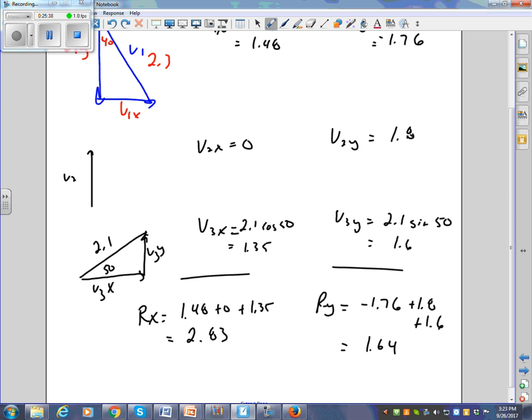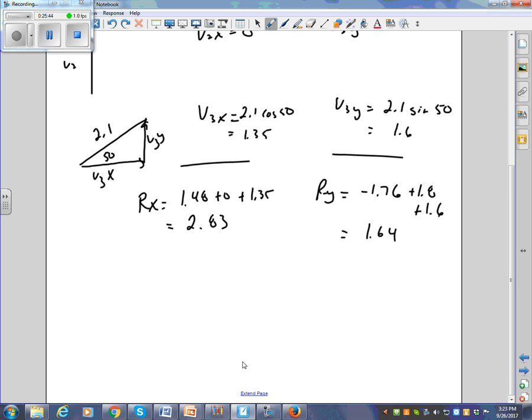And then what do we do? Combine them together, draw that picture. Okay, well, this is Rx, and I didn't actually explain this, so that's a good point. Rx is 2.83 and it's positive, so that's going to be to the right, right? And Ry is 1.64, so that's positive, so it's going to be up, and there you go.